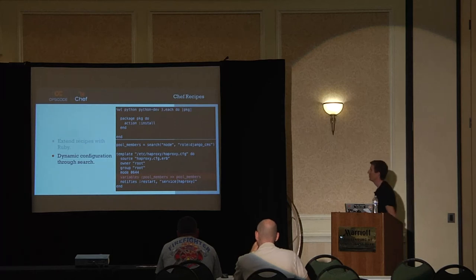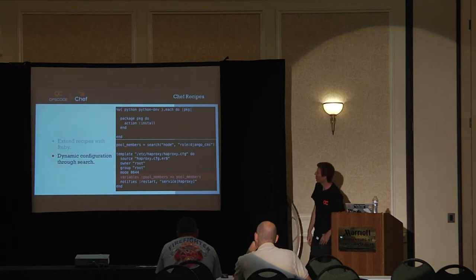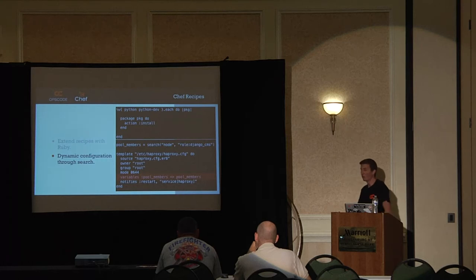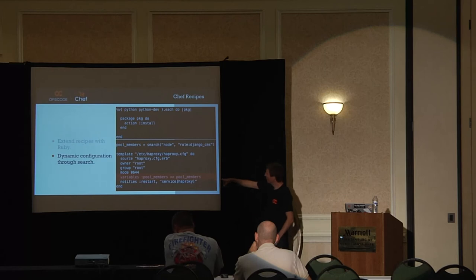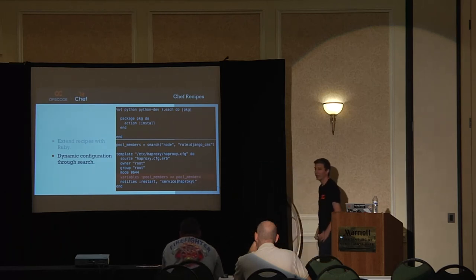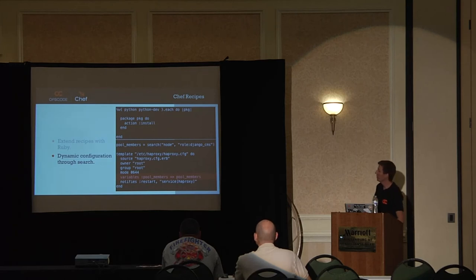We can also do dynamic configuration through search. This is the first time you're seeing an example of using the search syntax. In this case, we're going to create the HA proxy configuration, and we're going to list the pool members by making a search out to the node index and grabbing every node that has a role of Django CMS. We're assuming that's the role we apply to our application server. That'll give us an array of all the pool members. We're able to send those pool members into the template, and that template knows how to loop over the array and write out configuration values for each of those. It doesn't matter if one item, 10 items, or 100 items are returned. It's very dynamic, and you don't have to rewrite this code as you add more app servers into the balancing pool.